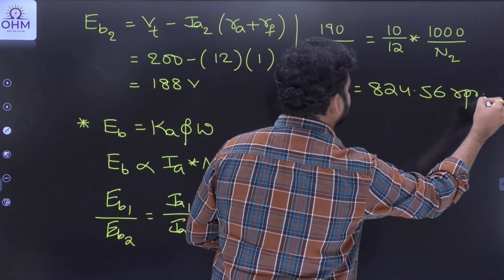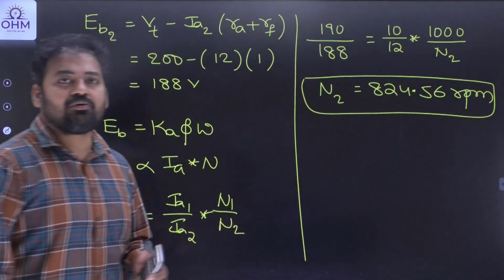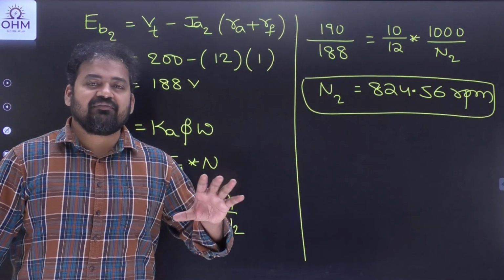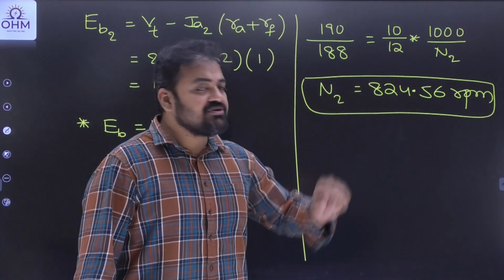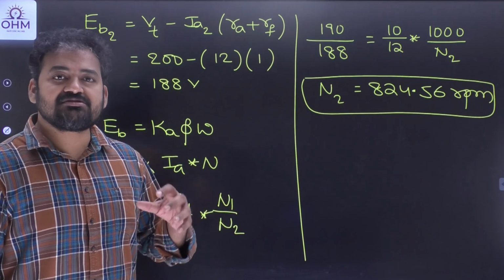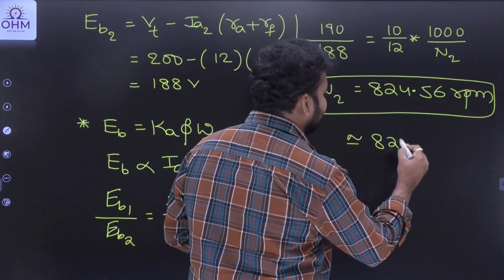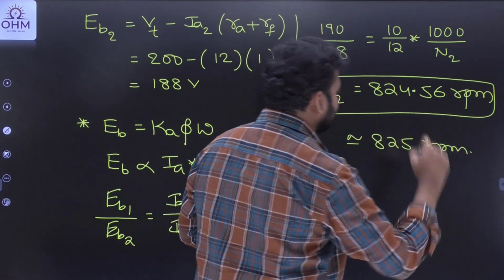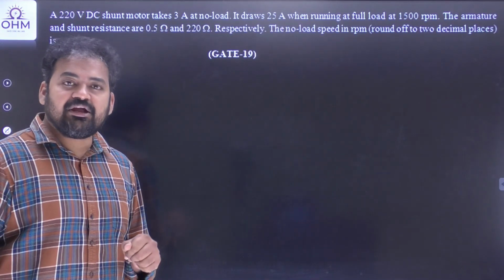824.56 RPM. So this is the new speed of the rotor. The moment the torque increased by 44%, the speed is reduced to 824.56 RPM. They are asking us to answer to the nearest integer. Nearest integer means 825 RPM. Okay, that is the answer. Clear? So the next question is from GATE 2019.